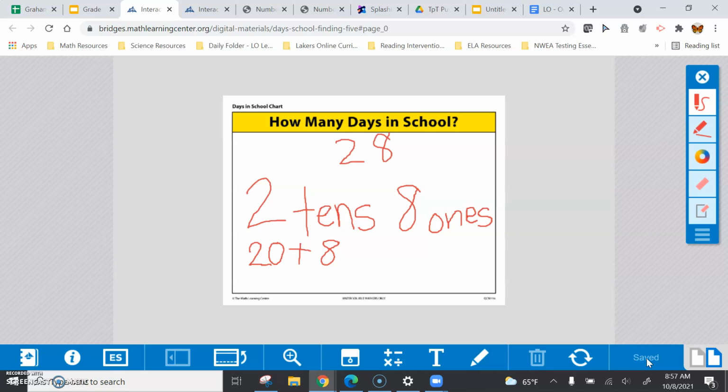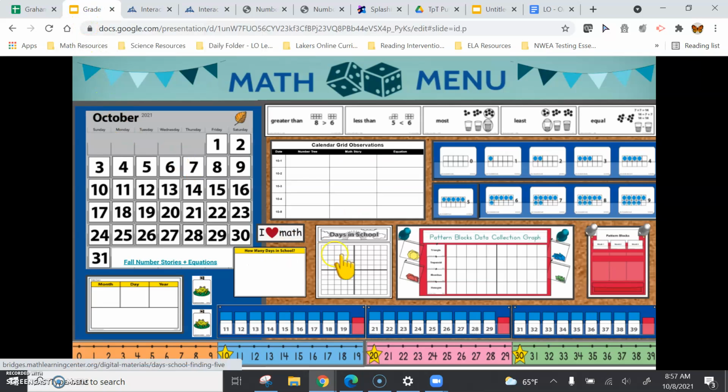I want you to write down at least 3 math facts that equal the number 28. How can you show with math equations, math facts, 3 ways to make the number 28? I can't wait to see your work. All right, we have a few more things to do on our number corner area for the day.